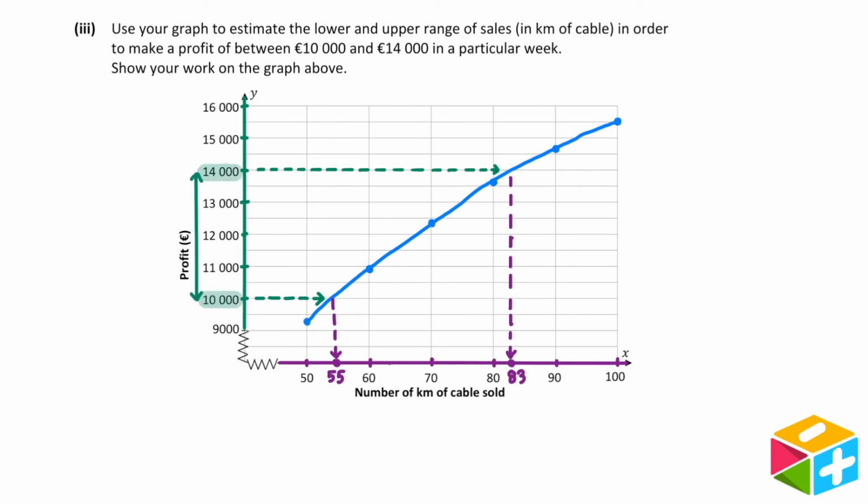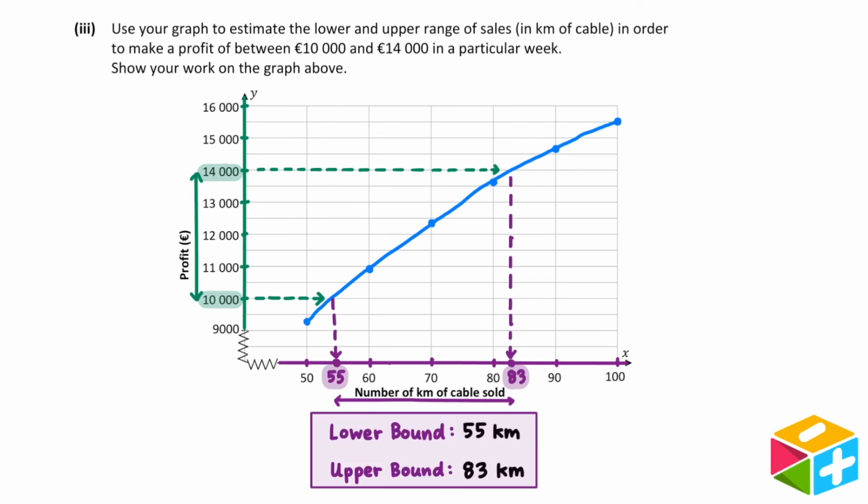We were asked to estimate the lower and upper range of sales to make a profit between €10,000 and €14,000. We found that 55 kilometres of sales corresponds to a profit of 10,000 and 83 kilometres of sales corresponds to 14,000. So the lower bound here is 55 kilometres and the upper bound is 83 kilometres.